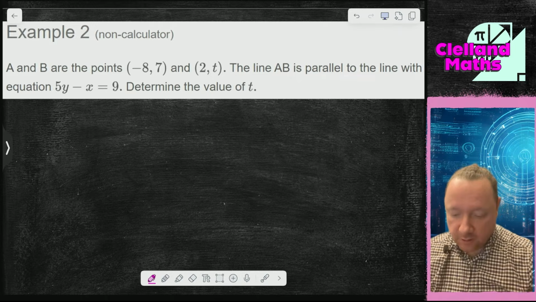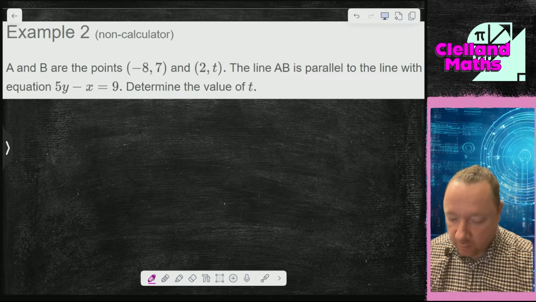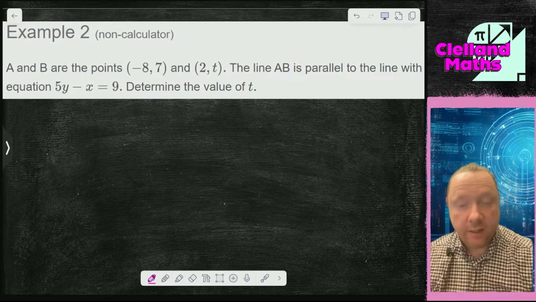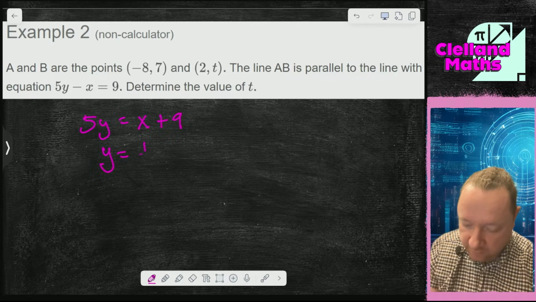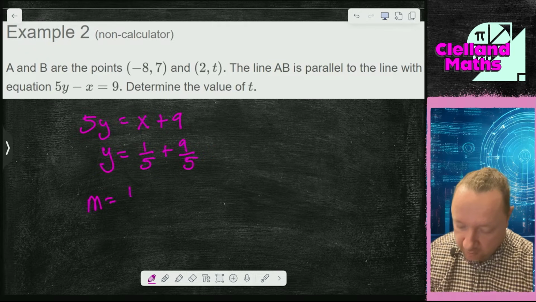Example 2. A and B are the points (-8, 7) and (2, t). The line AB is parallel to the line with equation 5y - x = 9. Find the value of t. So we're still on parallel gradients, so we can rearrange to find the gradient. 5y = x + 9, so y = (1/5)x + 9/5. The 9/5 doesn't matter, but we know our gradient equals 1/5, since they are parallel.